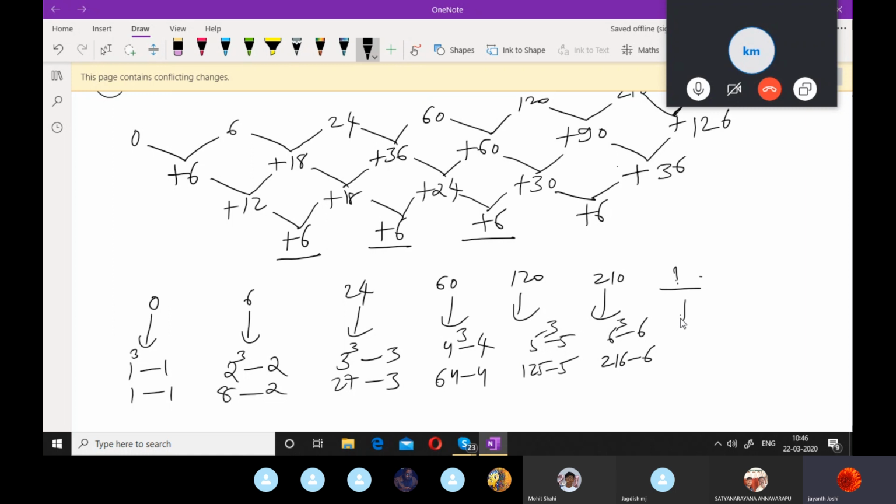So here I got the answer. The next number would be 7 cube minus 7. So 343 minus 7 is 336. Note down this method. Method number 1, method number 2.